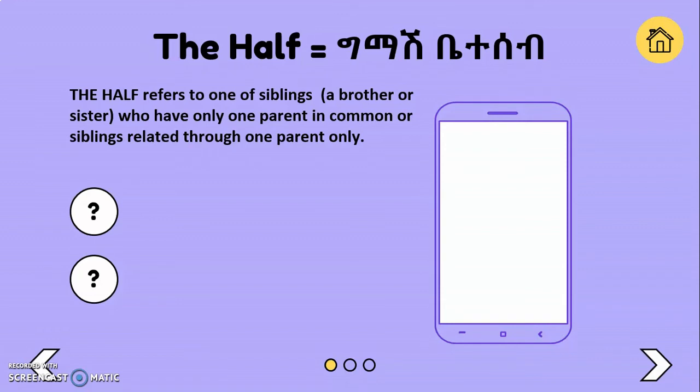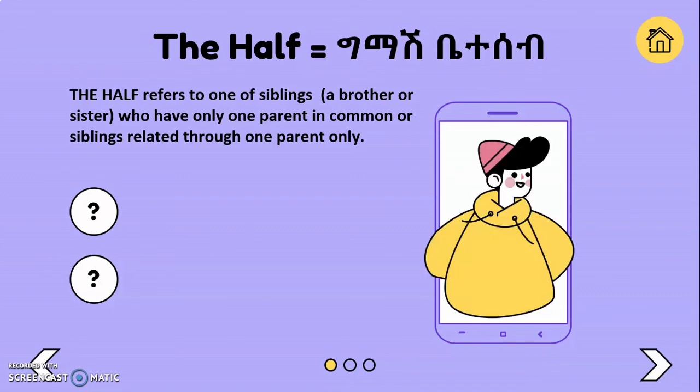The last category we are going to see here is the half. I hope that you have heard this word so many times, and the half refers to one of your siblings. That means a brother or sister who have only one parent in common, or siblings related through one parent only.